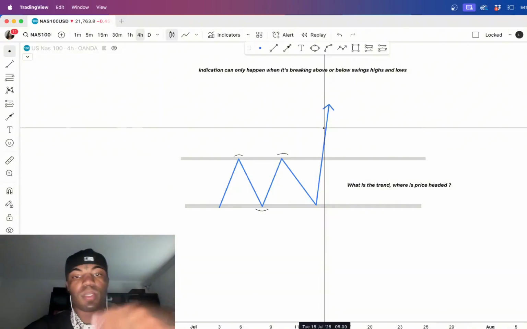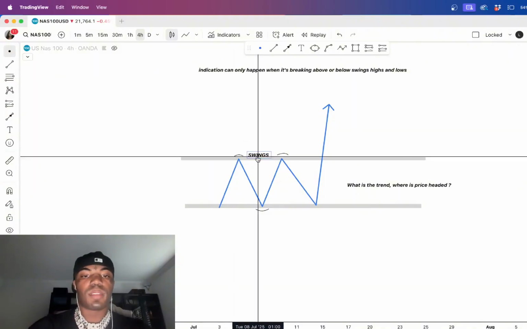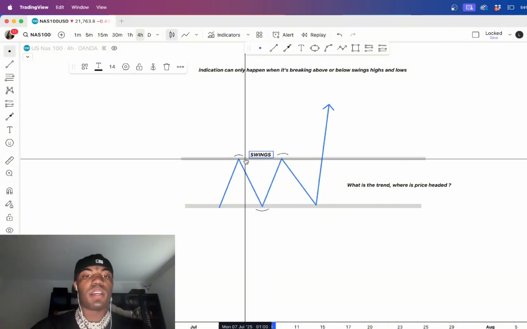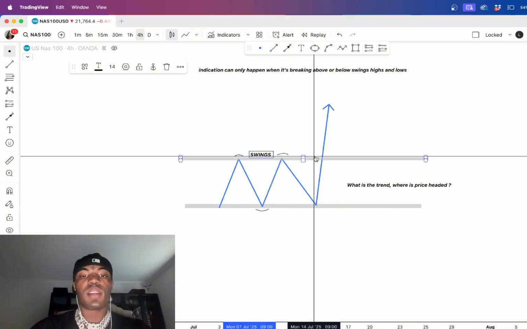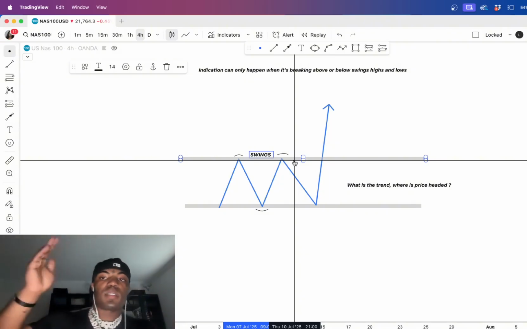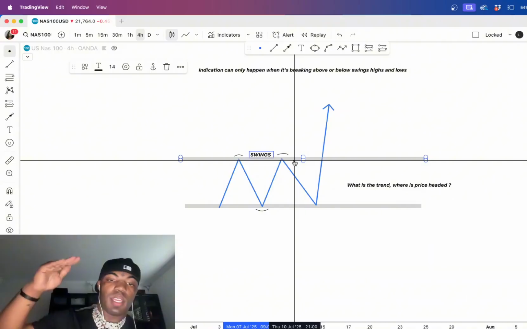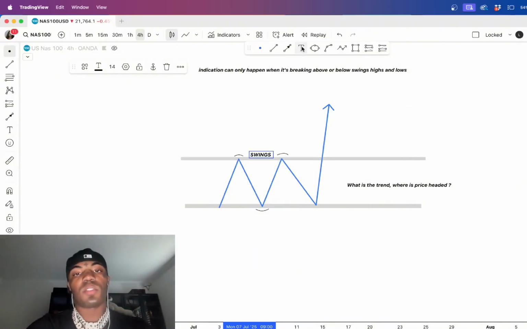So in this case, if we're looking at it, these are our swings. I'm going to mark it out for you so you know what swings are. Swings. And we have our swing highs right here. So swing high, price. Think of a high as the highest point it can go. And if anything goes above those swing highs, then we have new swing highs. And if we have new swing highs, that means we have an uptrend starting or price has bullish momentum.